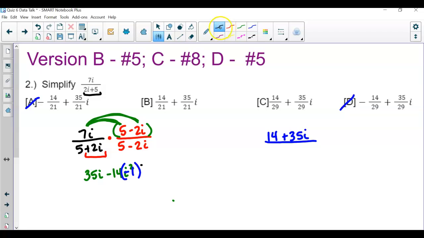Now the denominator. So remember, guys, in the denominator, you are always adding. So 5 times 5 is 25. 2 times 2 is 4. So here you get 29. So that's why the answer is C.